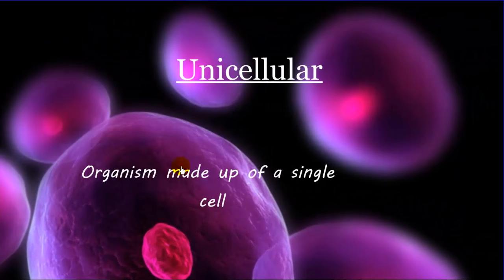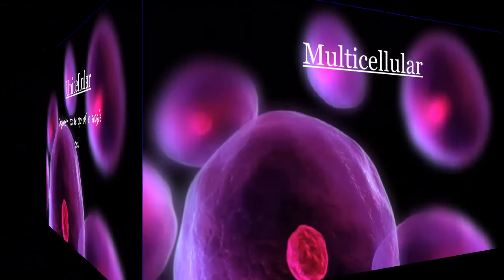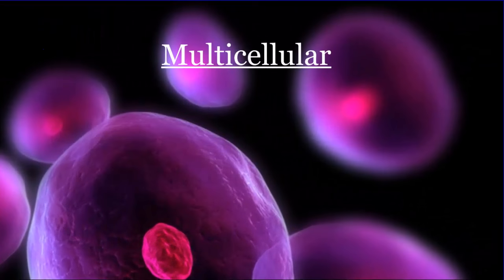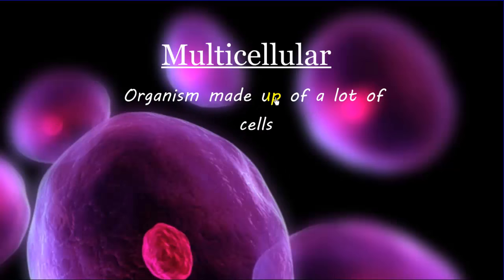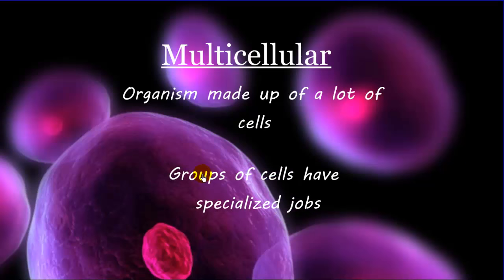Unicellular organisms are made up of a single cell, which should be no surprise since uni means one and cellular refers to cells. Multicellular then means an organism that's made up of a lot of cells. Multi meaning many, cellular of cells. So here we go, many cells. These many-celled organisms usually are composed of groups of cells that have specialized jobs all working together so that the whole works correctly.